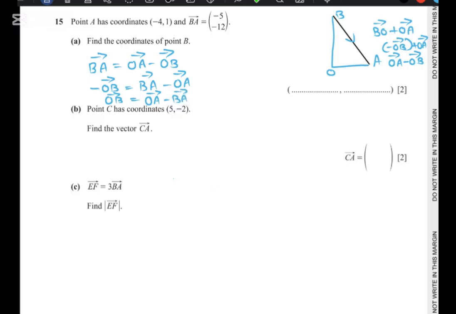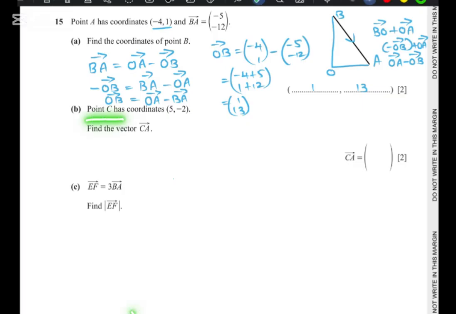So OA is (minus 4, 1), because we know the coordinates of A, and then minus BA will be minus (5, minus 12). Subtract now: minus 4, minus 5, minus of minus becomes plus, so minus 4 plus 5 is 1, and 1 minus of minus 12 is 1 plus 12, which is 13. So the coordinates of B will be (1, 13). Question number A is done.